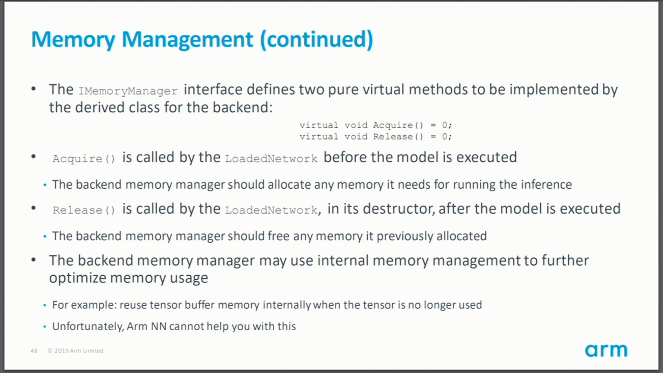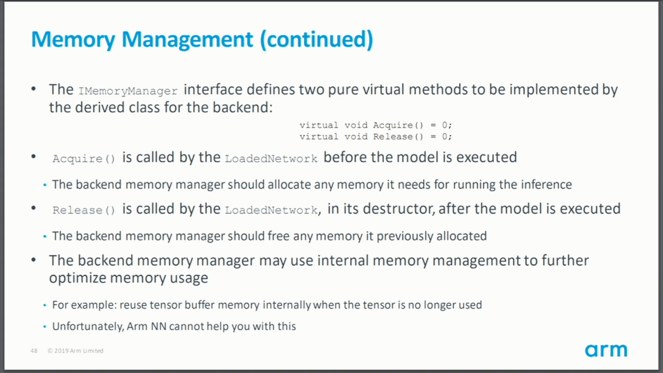The memory manager interface just defines two methods to be implemented by the derived class for the backend. These are acquire, which is called by the loaded network before the model is executed; when we call the acquire method, you need to allocate all of the memory that you need for running the inference. The second method is release, and that's called by the loaded network when it's destroyed and the model is no longer required. When we call that one, you simply free all of the allocated memory that you have.